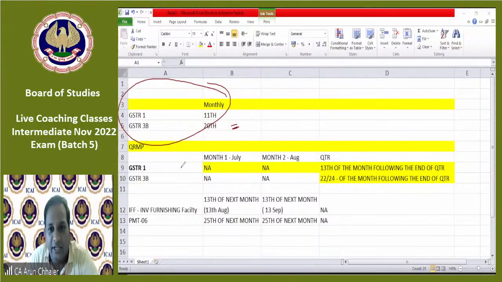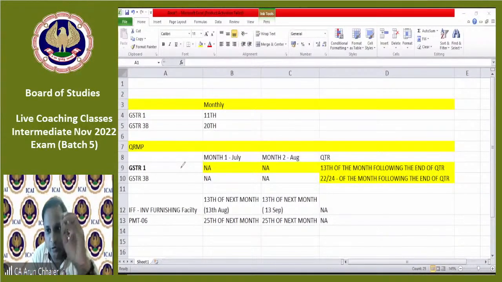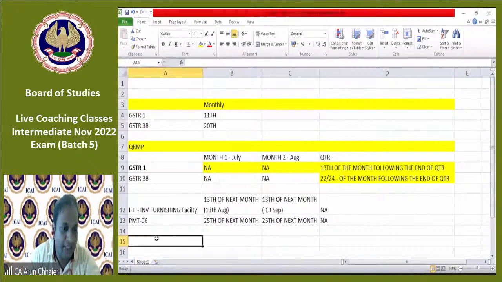Quickly tell me what is the due date of IFF. Invoice Furnishing Facility, what is the due date of IFF? Quickly give me the answer to a certain question. What is the due date for the IFF? 13th of next month. 13th of next month, is it?